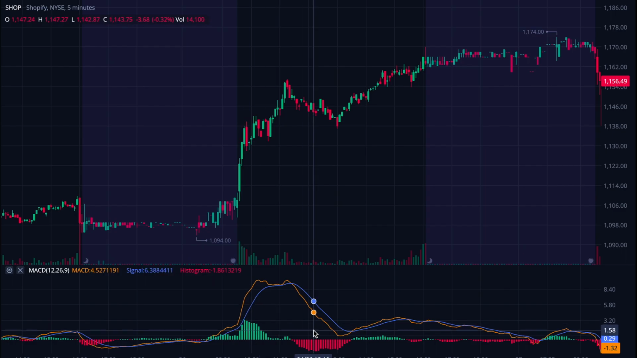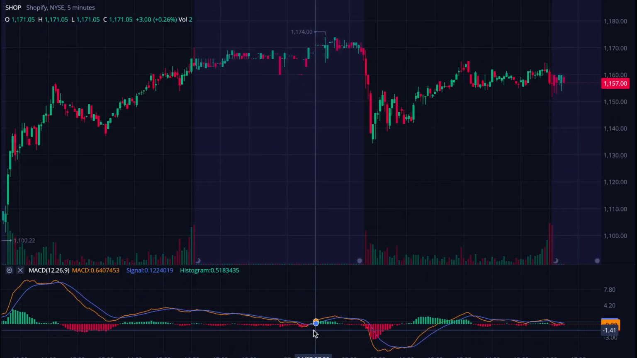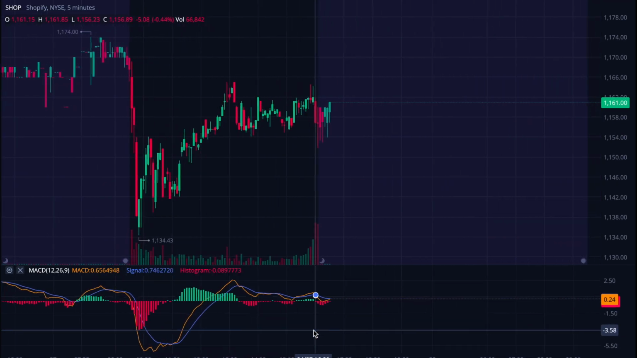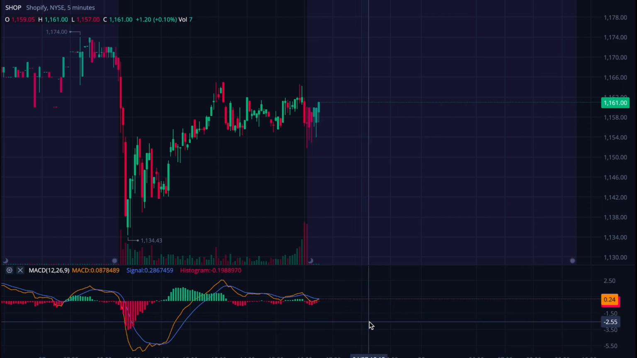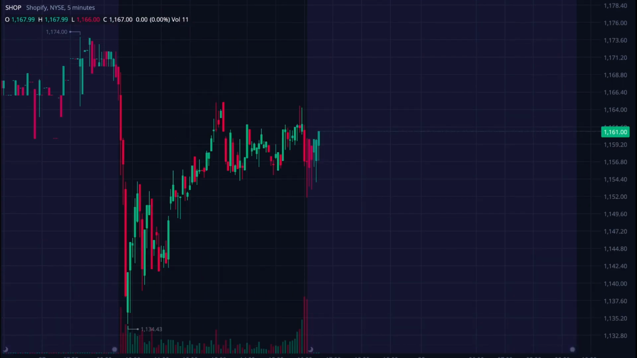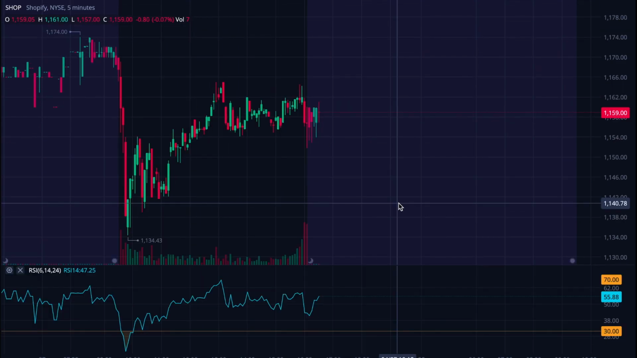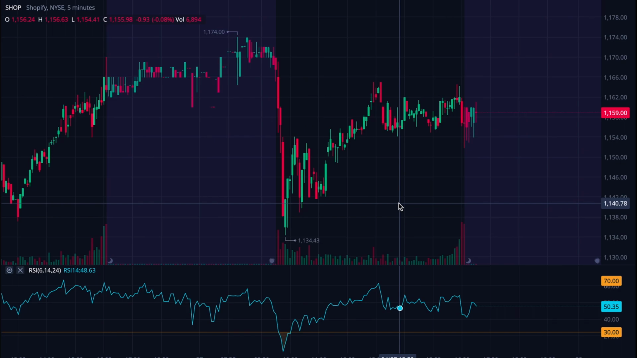The sharpness in the move of that MACD is what could indicate that the coiling up is coming to an end, and whatever sharp move it's going to make, up or down, is commencing, and the MACD will initiate in that direction. The RSI, we're mid-range, so nothing really to write home about there.